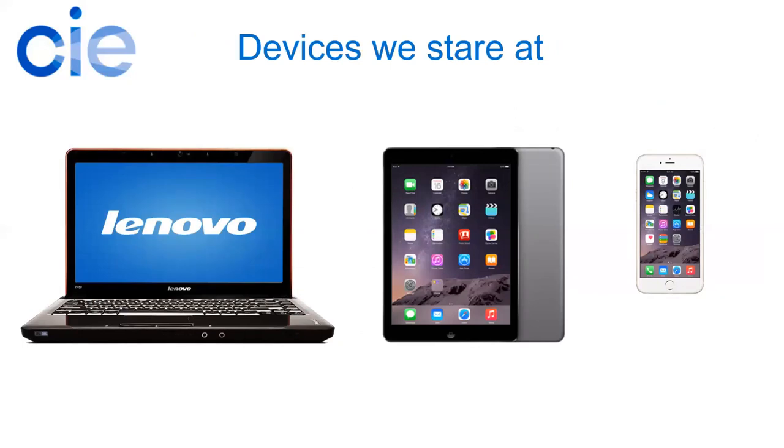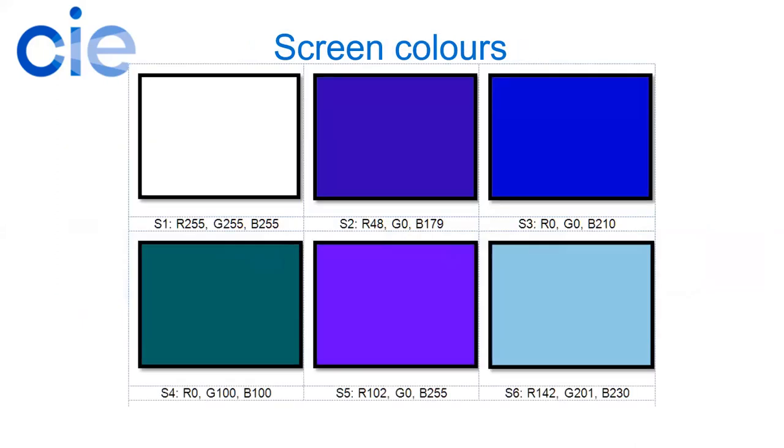Then the question is, what about things we stare at? So we stare at our computer screens for a significant amount of time, tablets and phones, and the younger generation probably spend most of the time staring at their phones. Should we worry about that? Well, one of the things that we looked at with this was which color screen should we worry about?